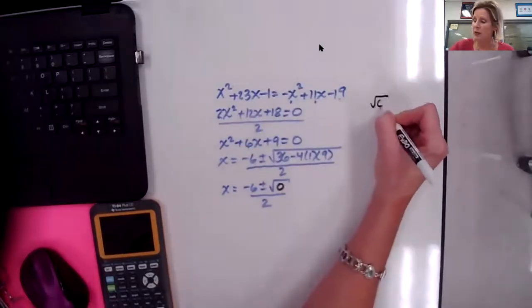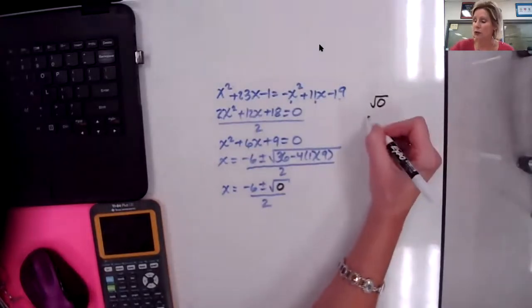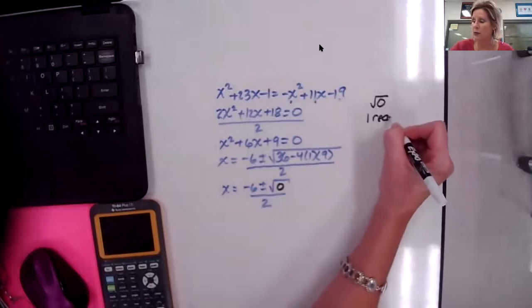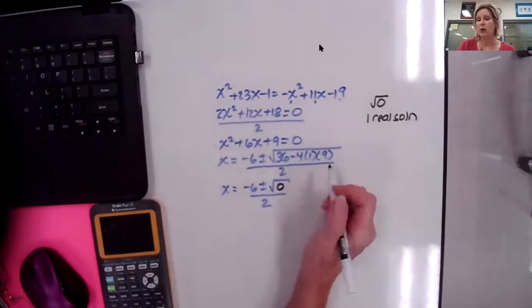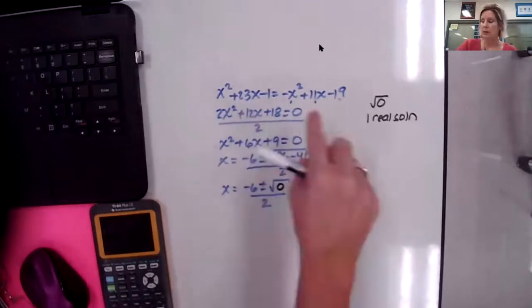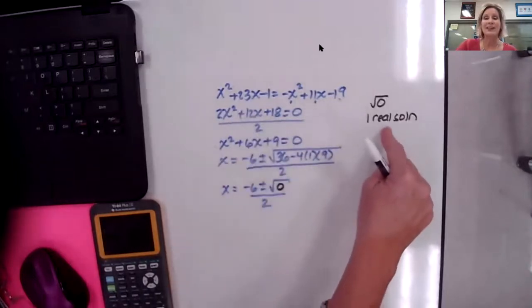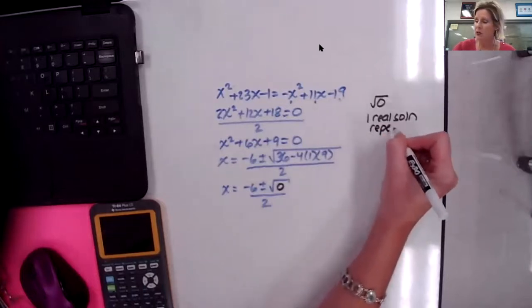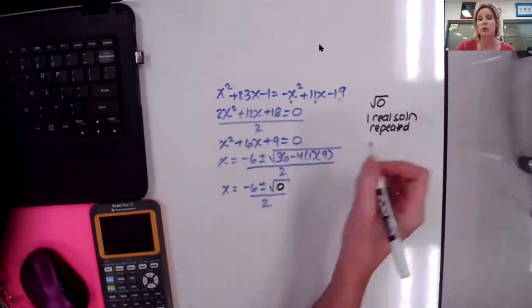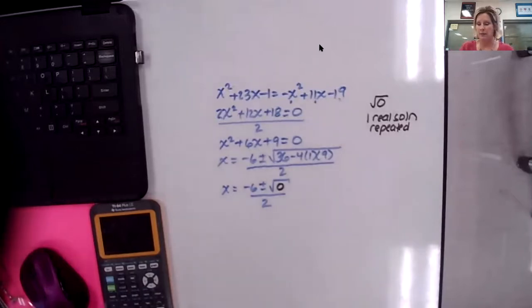Guys, if your discriminant is 0, that's telling you that you're going to get one real solution. Now I need to qualify this. Every quadratic equation has 2 solutions. What this is saying is you're going to get the same answer twice. So a better way to say it is that you're going to get one real solution that's repeated, all right?